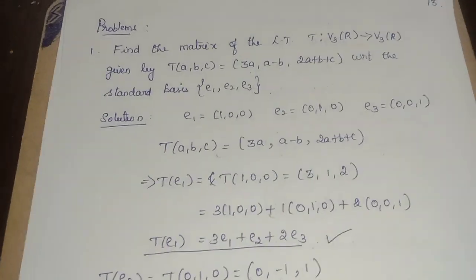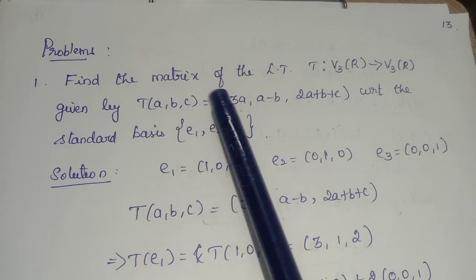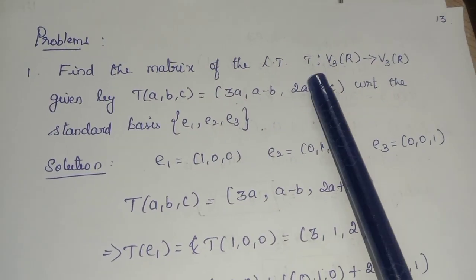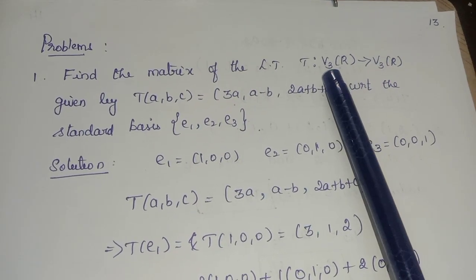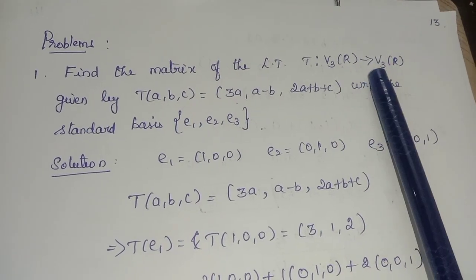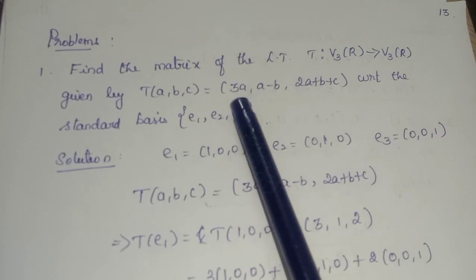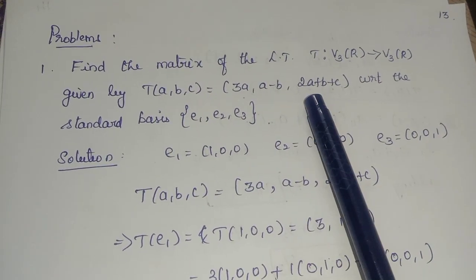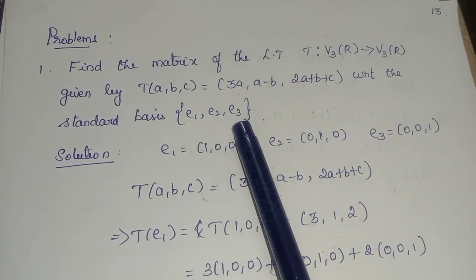Okay, now let's see some problems. This is the first problem. Find the matrix of the linear transformation T from V3 of R to V3 of R, that is R3 space, isn't it? V3 of R to V3 of R given by T of (a, b, c) equal to (3a, a minus b, 2a plus b plus c) with respect to the standard basis E1, E2, E3.